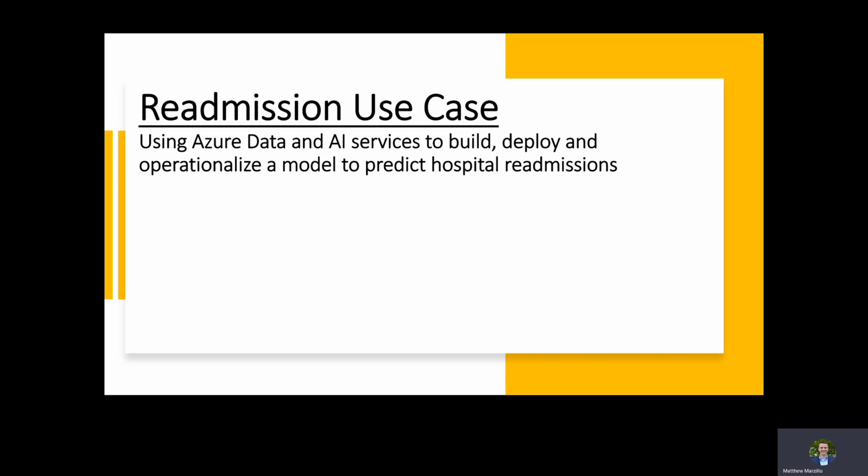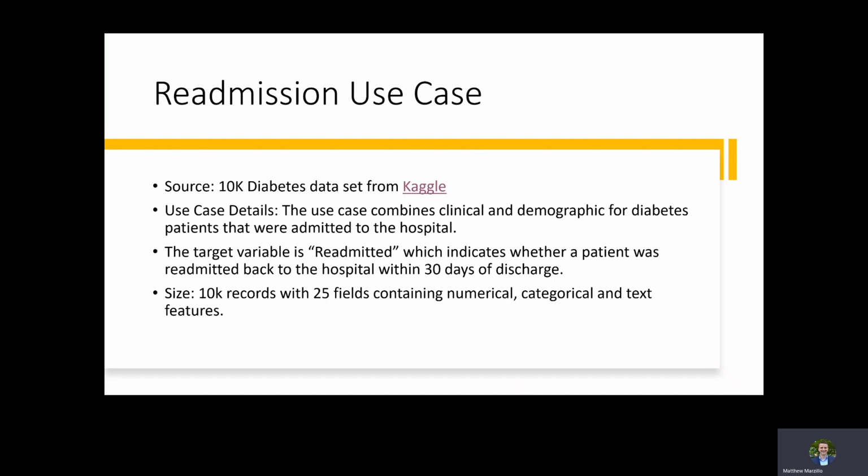So looking at the screen right now, it's a readmissions use case, right? We have a data set that is basically historical data. These are all diabetes patients. I pulled it from the website Kaggle. And each record in this data set is a patient that was discharged from the hospital, right? So it's historical data that we're going to use to build a predictive model on.